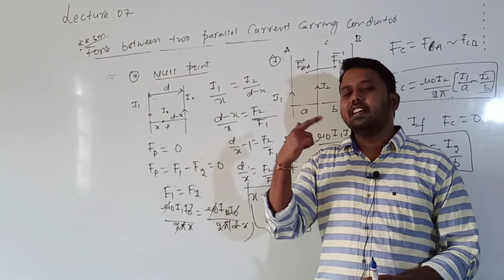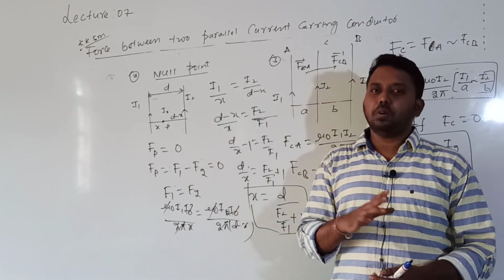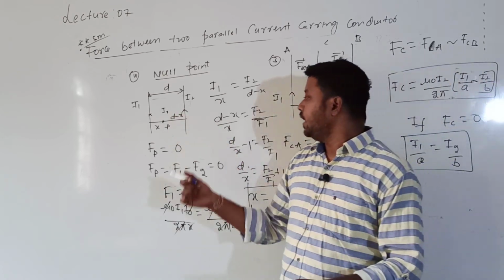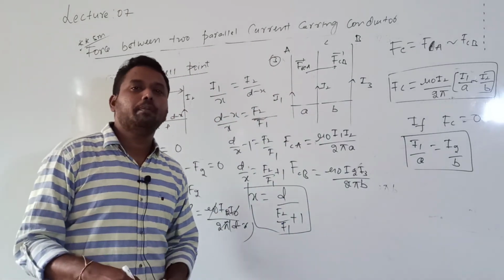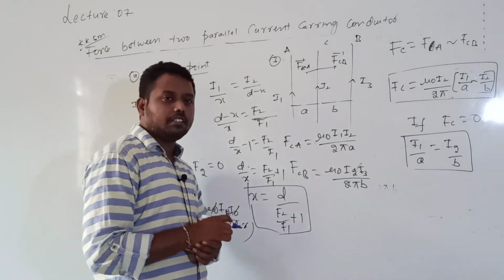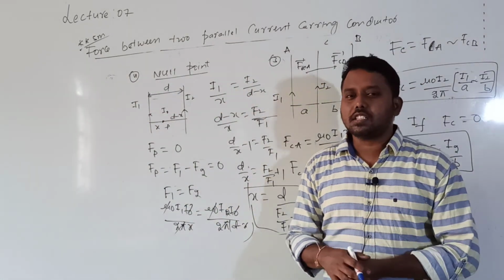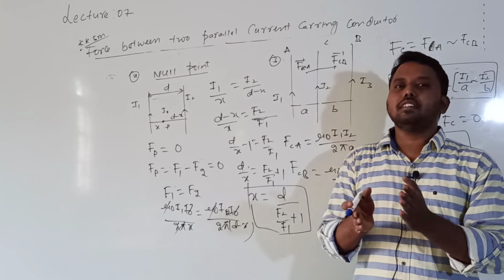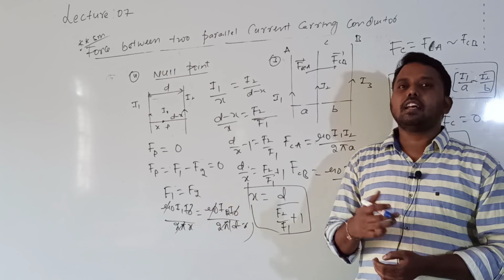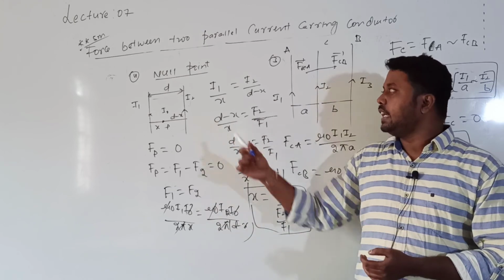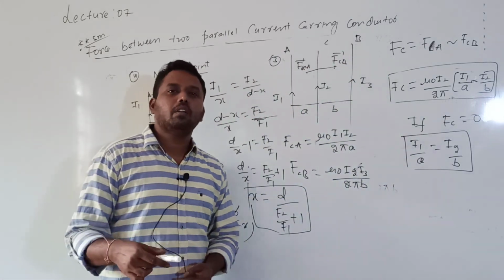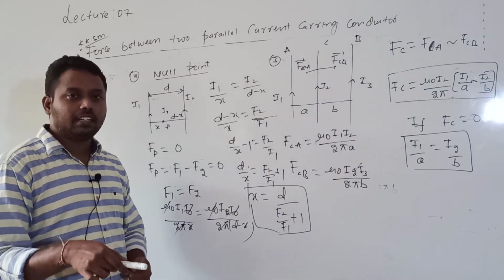Even the null point is studied in electrostatics, electrostatic potentials also. Whenever two parallel current carrying conductors carry current in the same direction, the null point will be located exactly in between the two parallel current carrying conductors. If they carry current in opposite directions, the null point will not be in between, it is beyond the parallel current carrying conductors. If they are not carrying current of the same magnitude, the null point will be located closer to the conductor carrying less current.